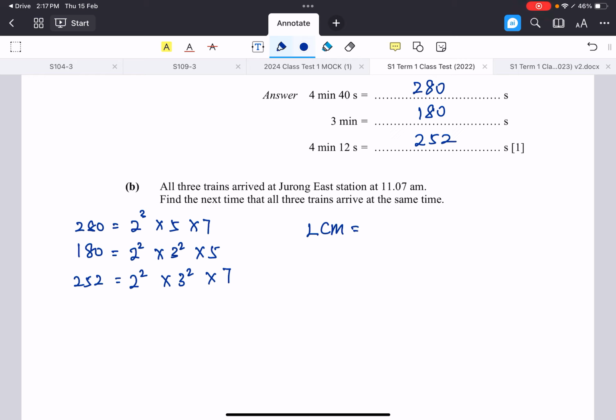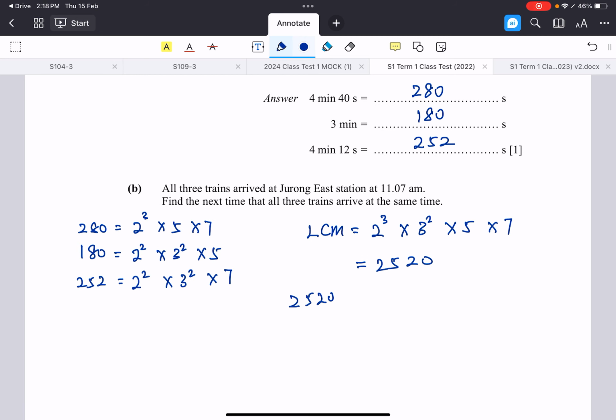So what we are trying to do here is find the LCM, right? So the LCM in this case, for the prime factor 2, we want 2 to the power 3, which is the larger one, right? Times 3 to the power 2 times 5 times 7. That will give us 2520. So 2520 seconds is actually 42 minutes, right? 42 minutes. So what happened? 42 minutes after 11:07 a.m. is 11:49 a.m. There we go.